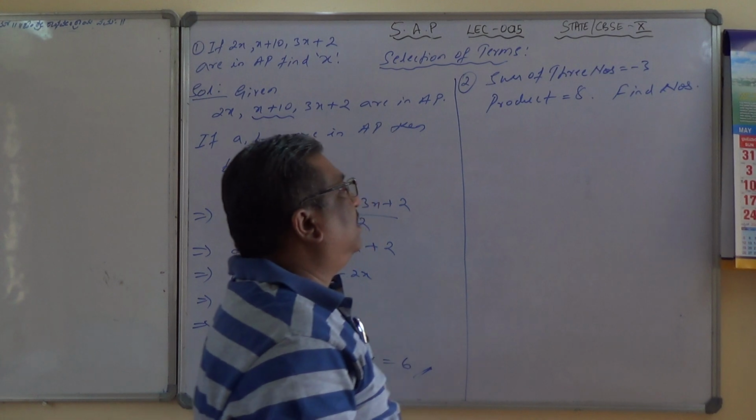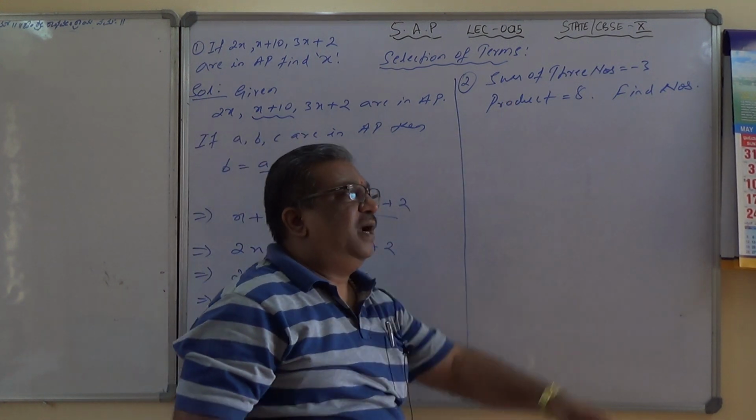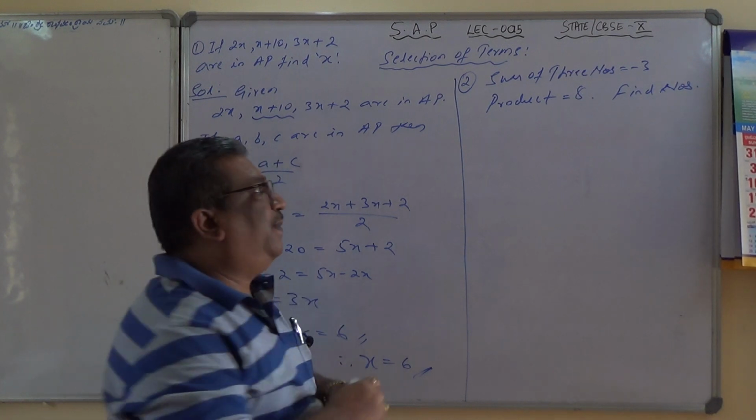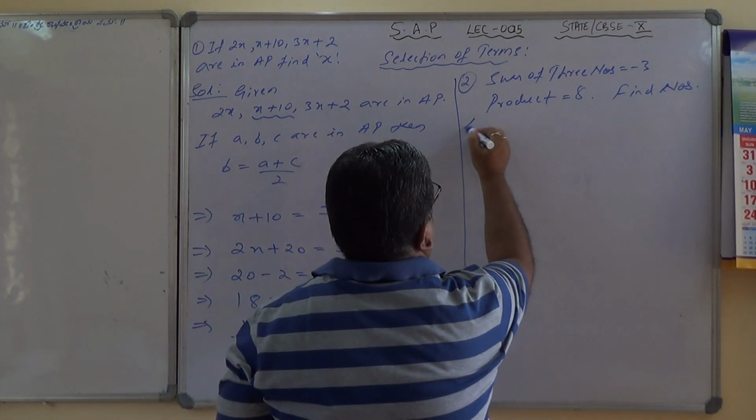So how many numbers are there? 3 numbers here, and hence I consider it is based on the selection of the terms. Let the numbers be, solution.